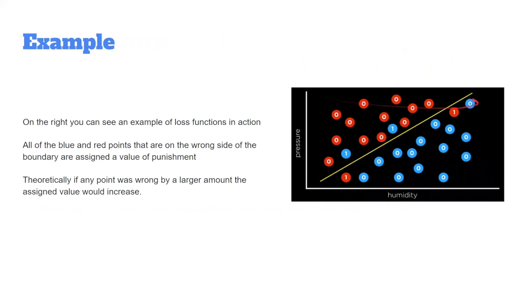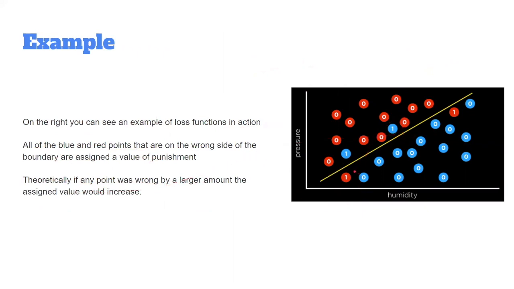So an example of this more visually: on the right, you can see an example of loss functions in action. All of the blue and red points that are on the wrong side of the boundary are assigned a value of punishment. Theoretically, if any point was wrong by a larger amount, the assigned value would increase.